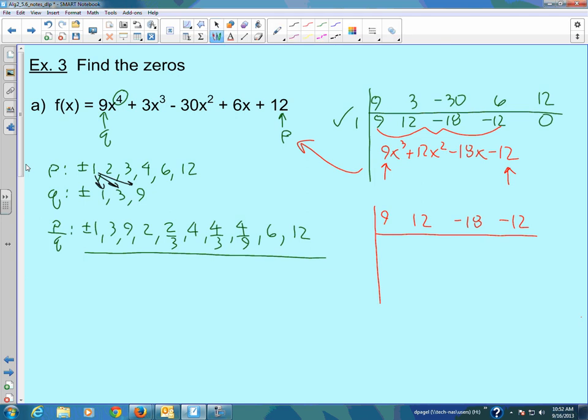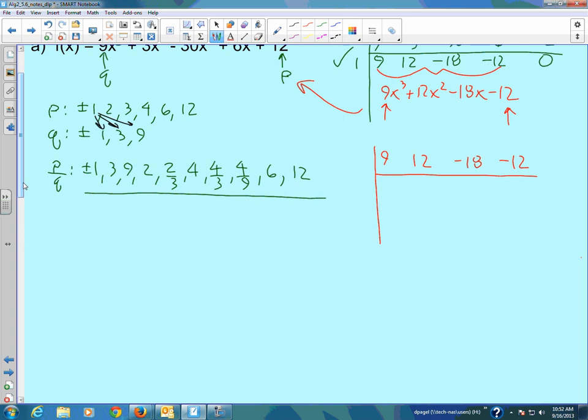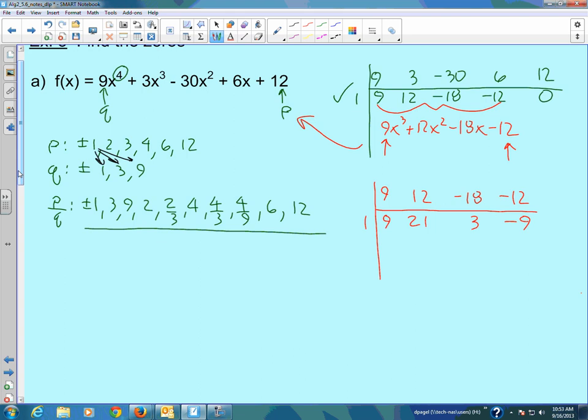So what if we tested a 1 again? Well, it might work again, because it might be what we call a double zero. So let's just test the one more time. 9 and 12 is 21, and 21 minus 18 is 3. 3 minus 12 is a negative 9. Okay, so 1 is not a double zero. Let's go test negative 1. Negative 9 plus 12 is 3. And negative 3 minus 18 is negative 21. And 21 minus 12 is 9. No? All right. Let's now decide. Here's our very large group of options that we're going to test.